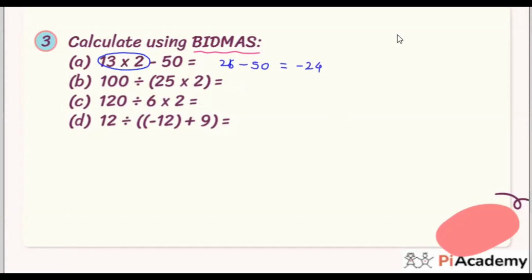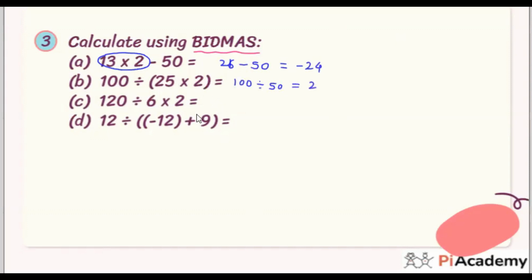Fine. Now the next one. Question number 2. Here you have to solve the bracket first, and 25 times 2 is nothing but 50. So 100 divided by 50, and that is how much? Clearly this is 2. So the answer is 2.